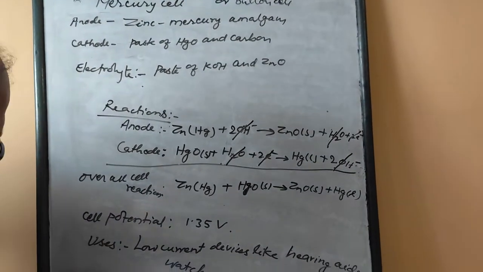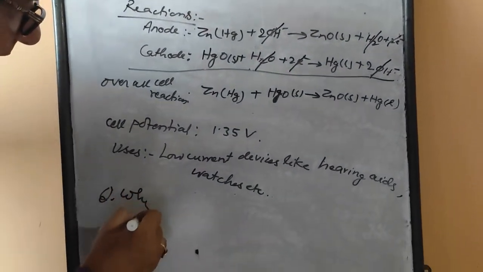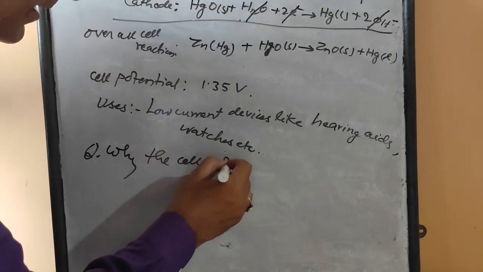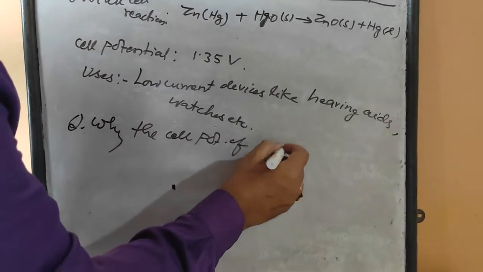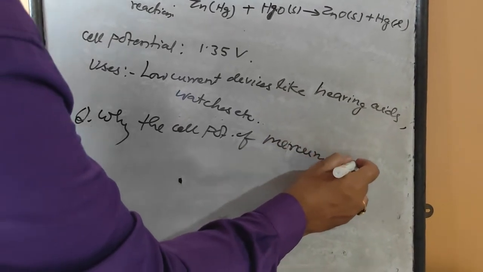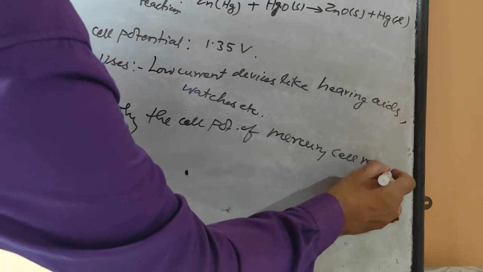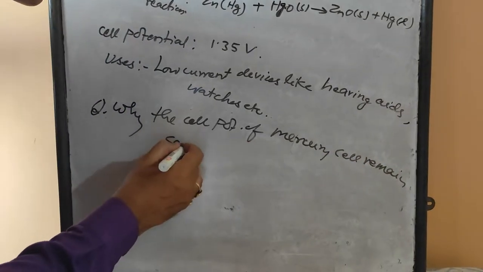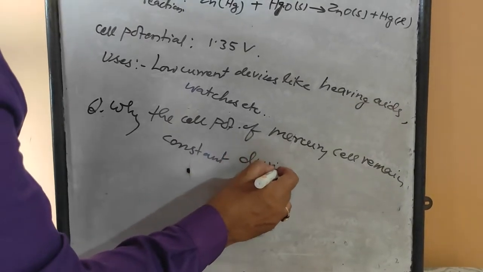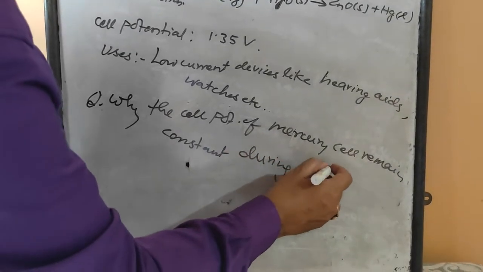Now, one very important question. The question is: why does the cell potential of the mercury cell remain constant during its life? Why is it constant?